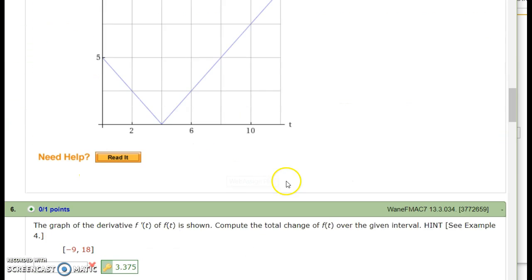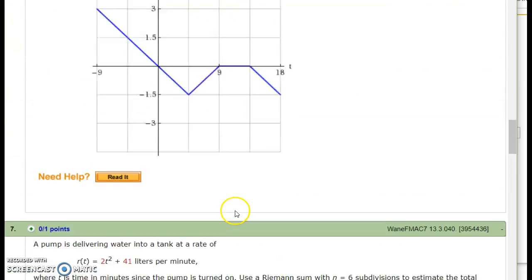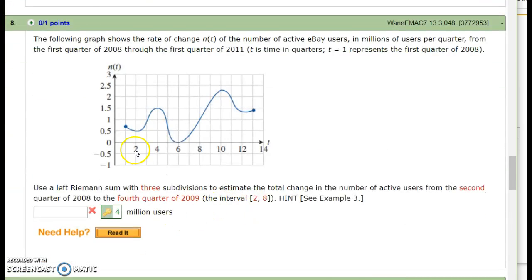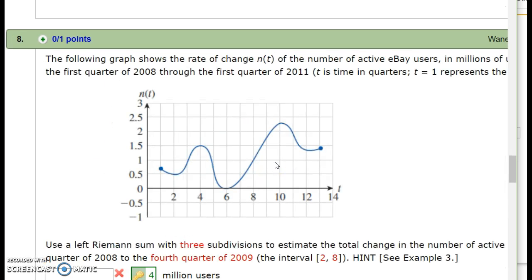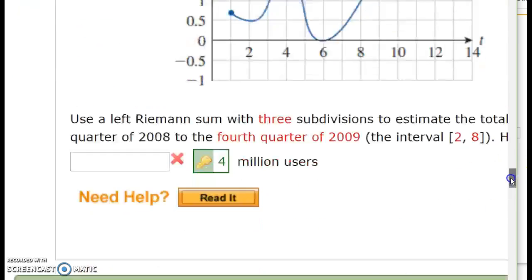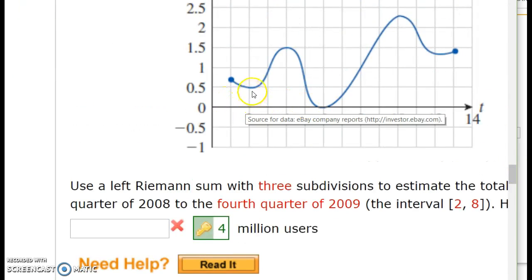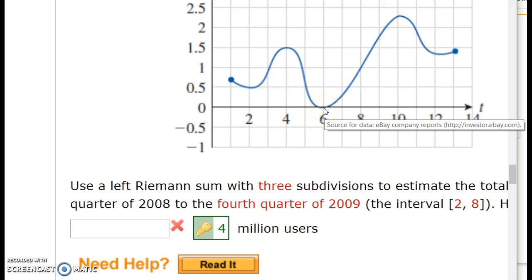Alright, so this is the same thing. If we're looking at something like this, where it's a squiggle, well, we do the best we can. So, 3 subdivisions between 2 and 8, so that's chop, chop, chop, chop. We want to do left. So we basically estimate what it is. Oops. See if I can make this a little bit bigger. There we go. So at 2, it looks like it's about 0.5. Come here to 4, I'm looking at 1.5. Come here to 6, I'm looking at 0.